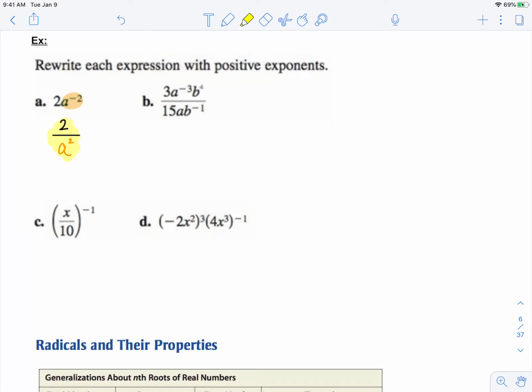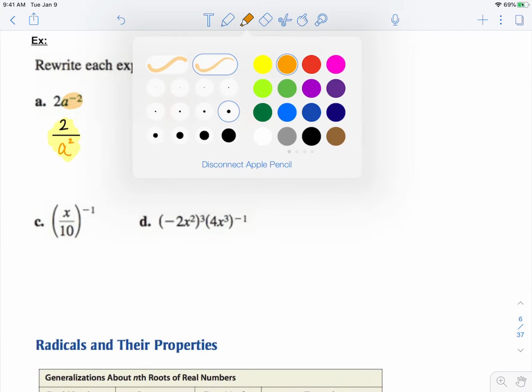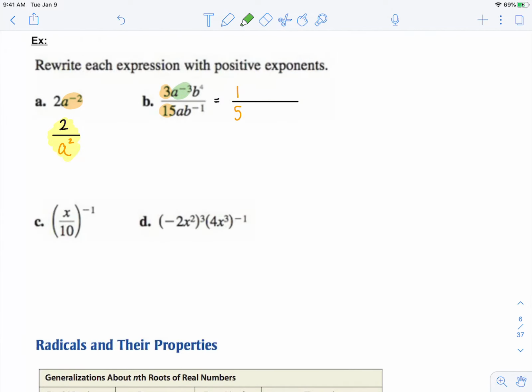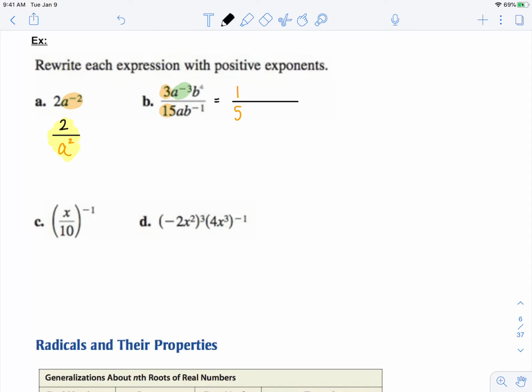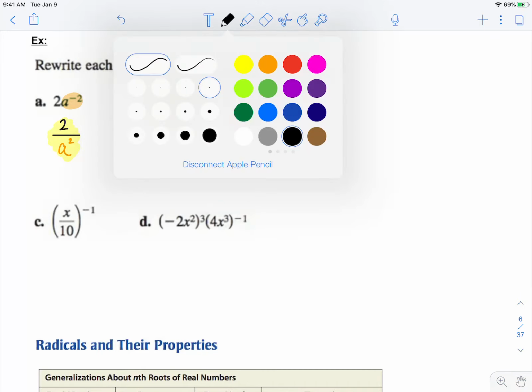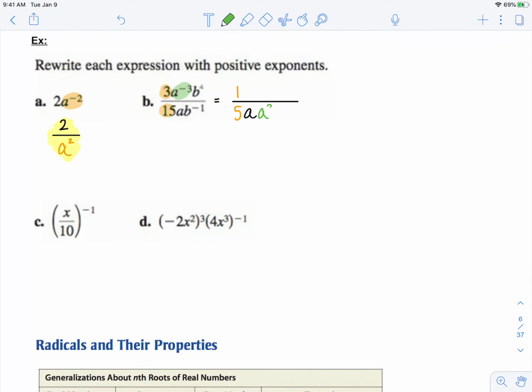Now, in part B, there's a few things I'm going to focus on one at a time. So we have a fraction. The first thing I focus in on is 3 over 15. 3 over 15 as a fraction simplifies to be 1 over 5. Now, next thing I see is this A is being raised to the negative 3 power. So I'm going to move it down to the denominator. So this A is going to stay there. That's already in the denominator. And now the one from the top is going to move down, and it'll be positive.